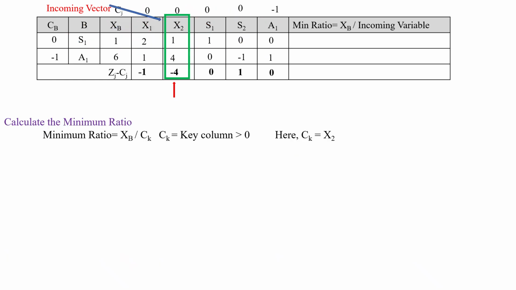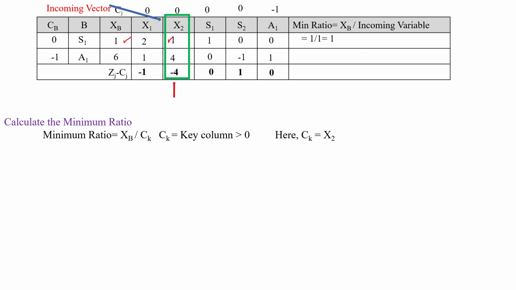Next we have to determine the minimum ratio of XB divided by the coefficient of the incoming variable. So first I have to look at the first row. For the S1 row, the XB value is 1 and the coefficient of the incoming variable is 1. So 1 by 1 equals 1.